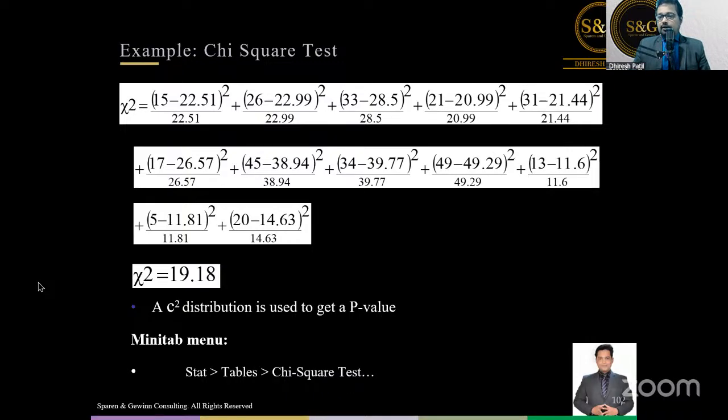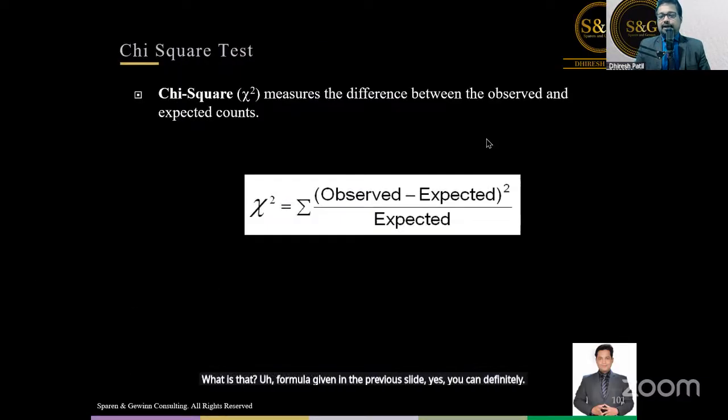The formula is given in the previous slide. Yes, you can definitely see here: chi-square is the summation of observed minus expected square divided by expected.